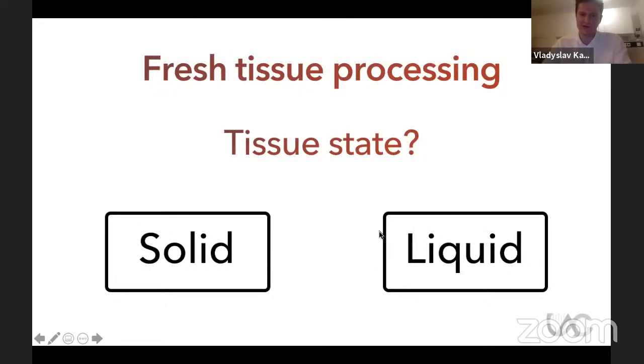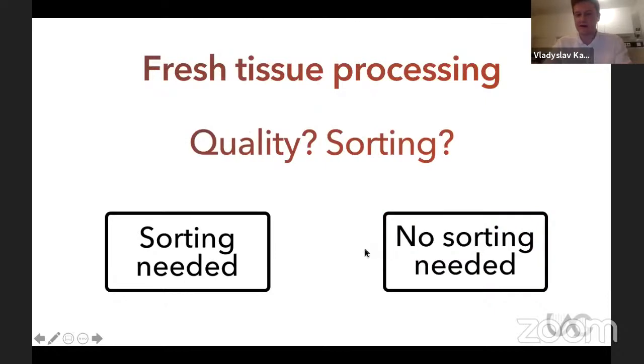We have fresh tissue and we decide that we are working with liquid fresh tissue. What is the next question that you should ask yourself? That's, of course, do I need to sort my tissue, like we discussed with PBMCs in the first part? And what is the quality of my tissue? May I have some part of dead cells in the tissue? May I have some part of the cells that I don't want to include in my analysis?